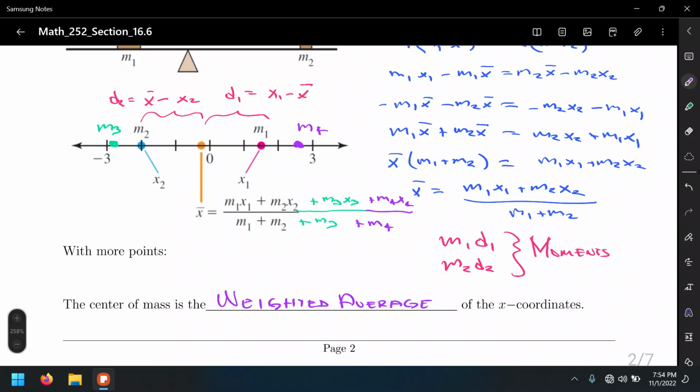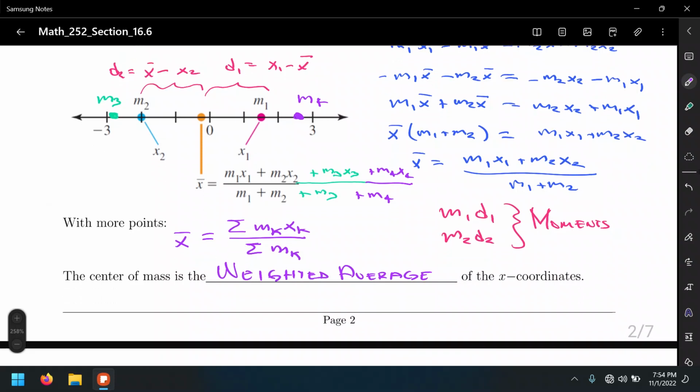This is something you learn in statistics. X bar equals the sum of the moments m_k x_k over the sum of the masses. I mean, the k represents the first mass, second mass, third mass, etc., depending on how many we have. Well, what about that weighted average?